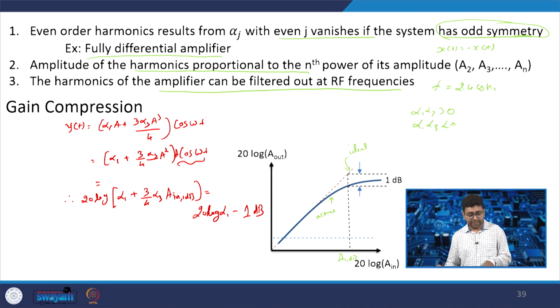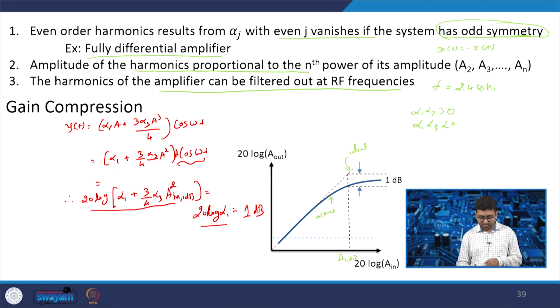So, what exactly do we want? The actual gain of the system is alpha 1. But due to the non-linearity or harmonic distortion, a third-order term is coming, 3 by 4 alpha 3 A squared, and that we try to subtract with the 1 dB. The point at which this is 1 dB down means this is the actual system and this is the ideal one, which is 1 dB down. So, we are interested in finding this point.